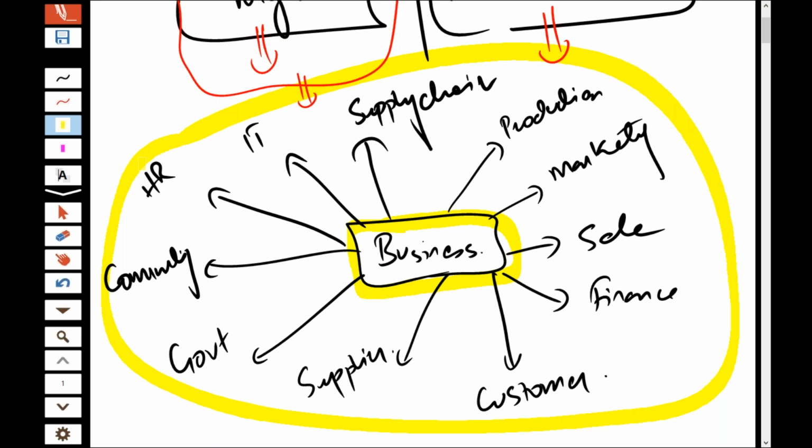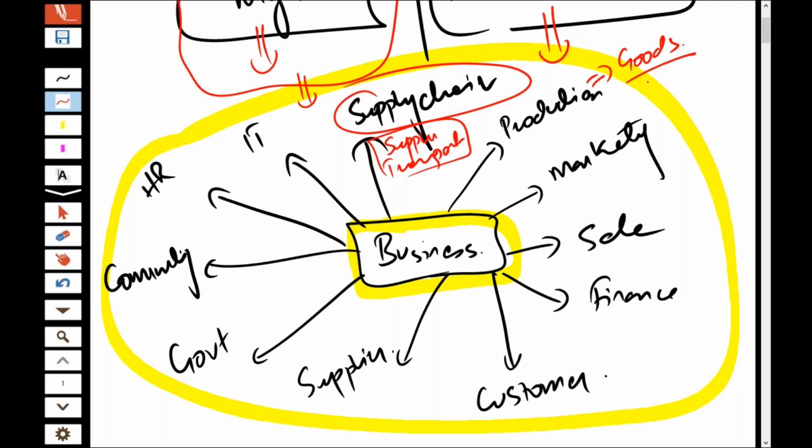How would you actually manage every single aspect of that business? You would make sure that whoever is involved in the supply chain of your business, whether that be the supplier, the transporter, or any specific authority, you stay connected to them. You'd make sure that the production of the goods is actually up to the mark. You'd make sure that the goods that you produce are up to the mark.